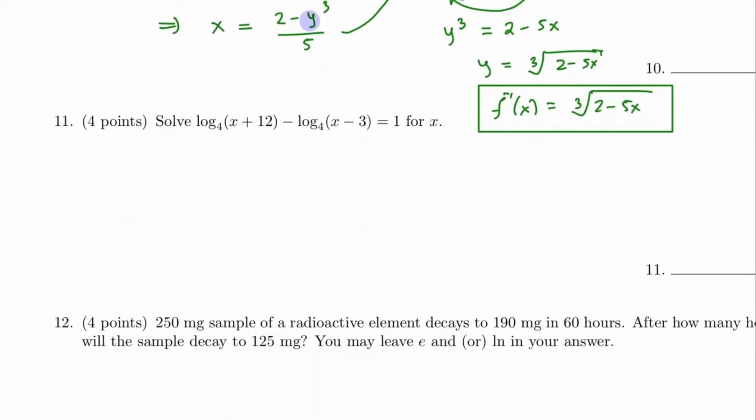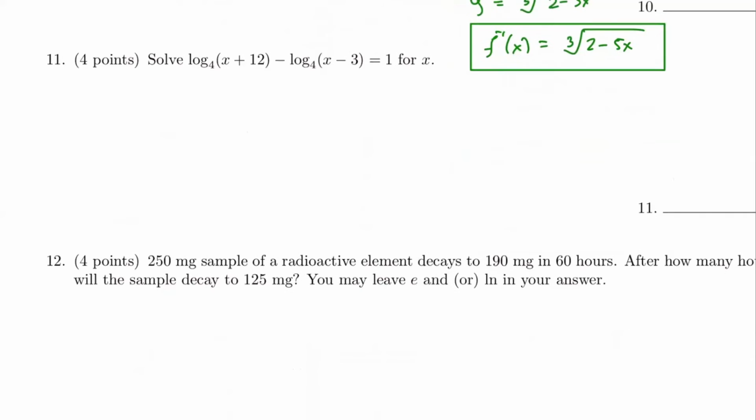Number 11, we're going to solve this logarithmic equation. I see two logarithms. There is a difference between them. Using the laws of logarithms, you combine it into a quotient of the input. So this will become the log base 4 of x plus 12 over x minus 3 is equal to 1. Now using the definition, we write this in exponential form. This is 4 to the power of 1 is equal to the input, which is x plus 12 over x minus 3. And then you solve for x.